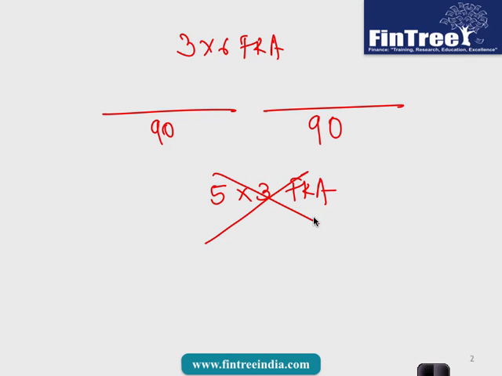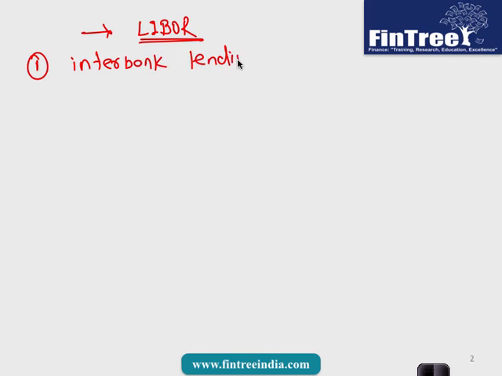Now we would also try to learn, slightly out of context but required here, the properties or features of LIBOR. LIBOR is London Interbank Offered Rate. There are certain points I want you to write with respect to this. First point, it is an interbank lending rate. Interbank lending rate means one bank giving a loan to another bank.